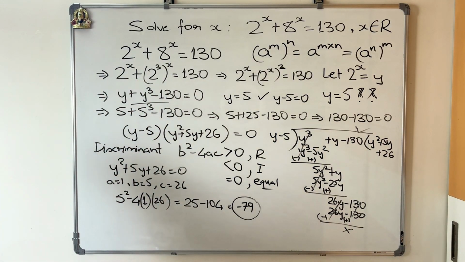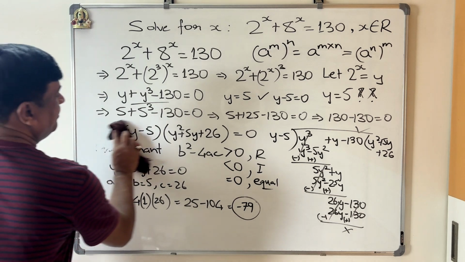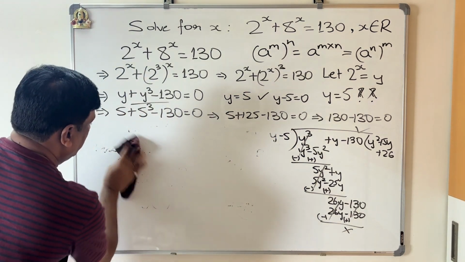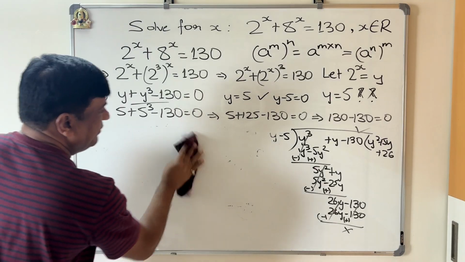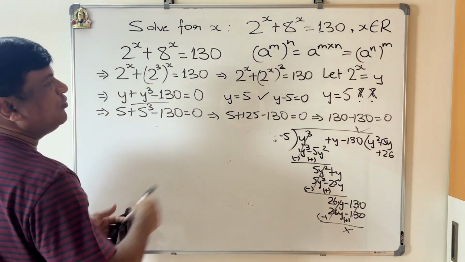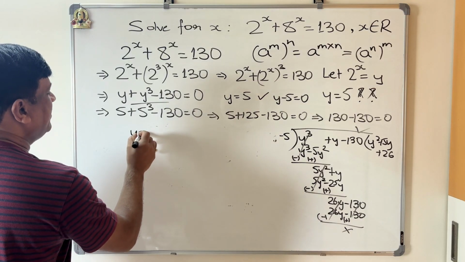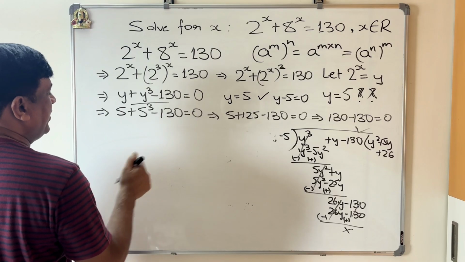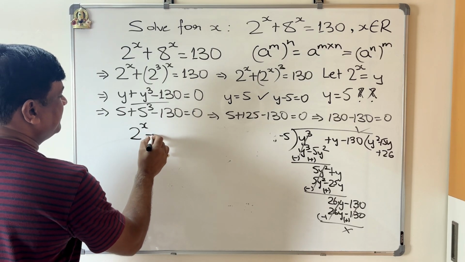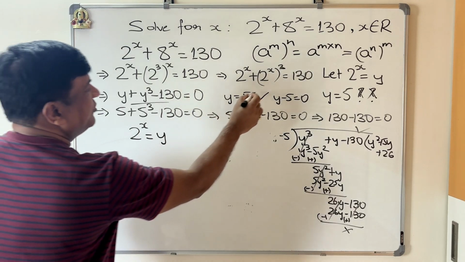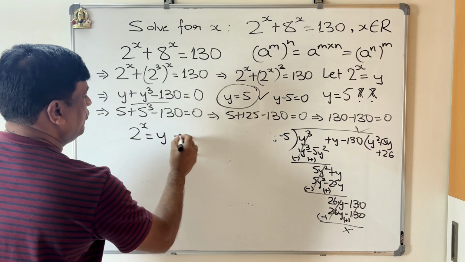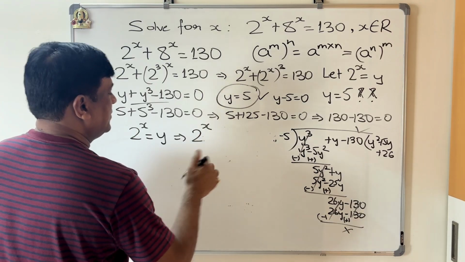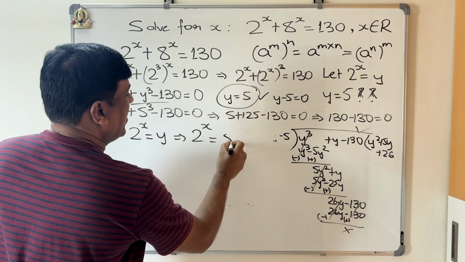Let's go ahead and replace it back. What did we take? Initially, what did we substitute? We substituted y is equal to 2 to the power x. Sorry, we did the other way around. We put it like this: 2 to the power x is equal to y. What is the solution we have got? y is equal to 5. So put it as 2 to the power x is equal to 5.